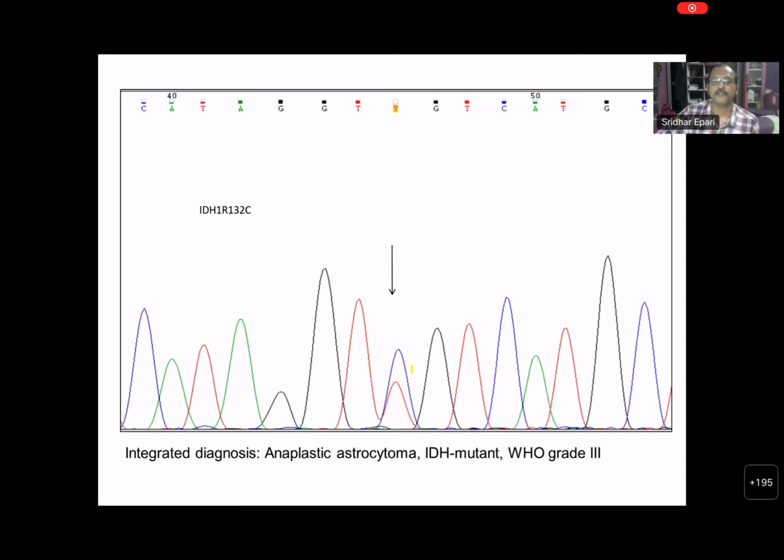Okay. So here you can see a heterozygous point mutation. Normally in the place of C, two peaks are there. The C is the normal curve, and you have a T, the red curve. It's a typical heterozygous point mutation, which is a variant type of mutation. Instead of CGT, it became TGT as the codon. It's a variant type 132C IDH mutant. Here again, your diagnosis will change.